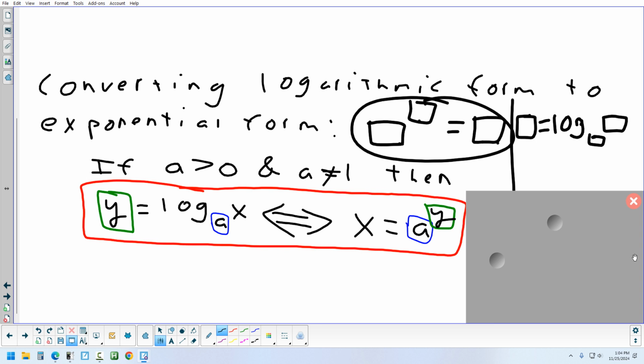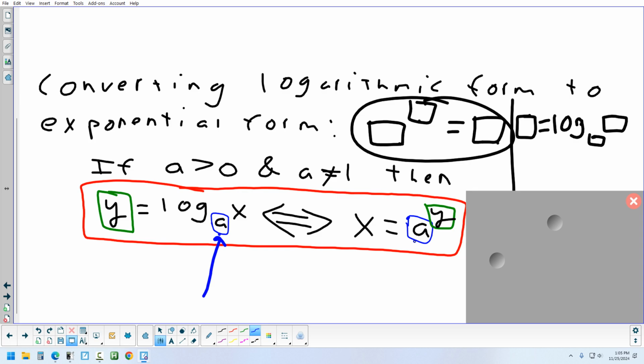Interesting. Okay, so let's look at it one step at a time and see what goes where. Let's start with this one. What do you call that number that's a little bit lower? Your base. When you rewrite something as an exponential, what do you call the number that's below the exponent? It's still called the base. So the base stays as the base.